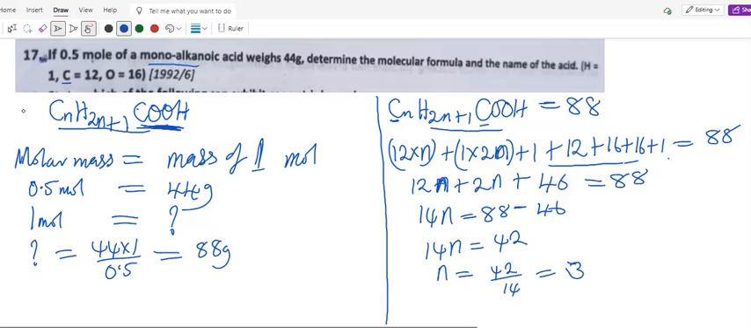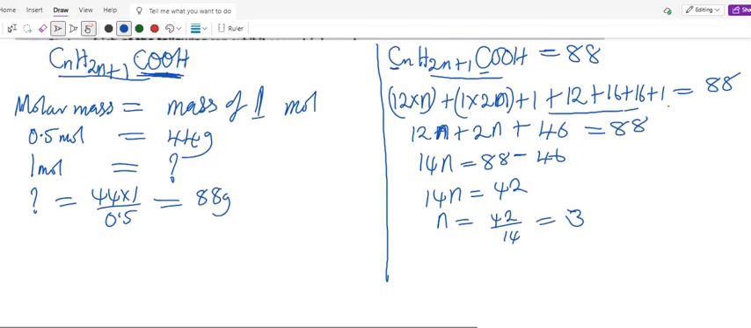Let's find out. Yeah, the answer is 3. So our n is 3. If our n is 3, all we need is to input n in the general formula, and we get the formula of the compound. So CnH2n+1COOH, if n is 3, then we have C3H(2 times 3 plus 1)COOH.